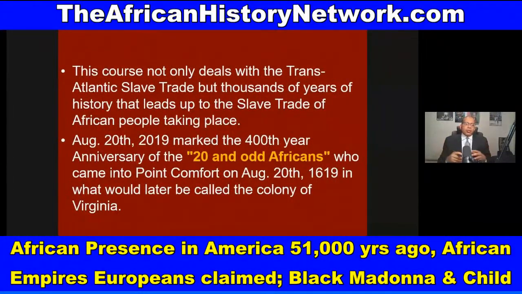This course not only deals with the transatlantic slave trade, but thousands of years of history that leads up to the transatlantic slave trade taking place. August 20th, 2019 marked the 400th year anniversary of those 20 and odd Africans, or 20 and odd Negroes, who came into Point Comfort, August 20th, 1619, in what would later be called the colony of Virginia. This is on the White Lion, an English pirate ship.